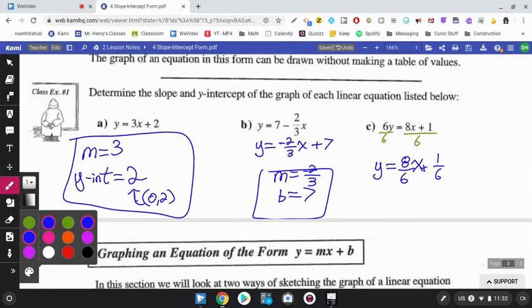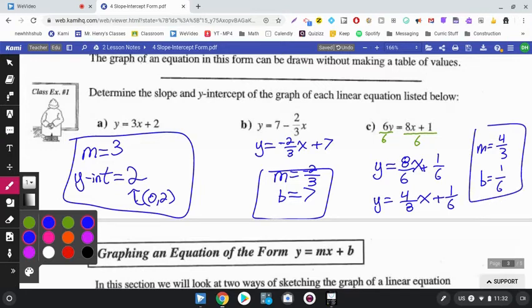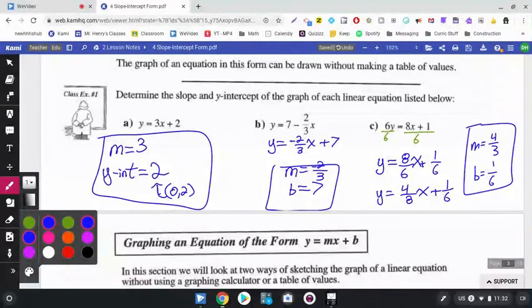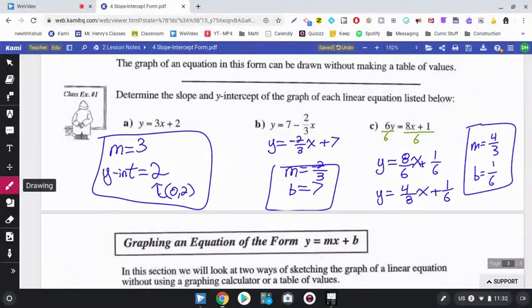And then I always look to reduce my fractions. Those are both divisible by 2. So I'm really going to write this as 4/3 x plus 1/6. And now from there I can say, okay, slope 4/3, the reduced fraction, your b value, positive 1/6. There you go. So from these equations, I already know two pieces. I know the slope and I know the y-intercept. That's super, super valuable. It allows me to do a lot of things. Understanding this form is going to be super useful for us as we do more and more things.